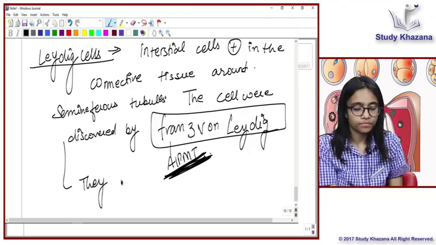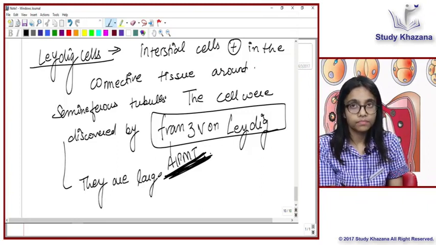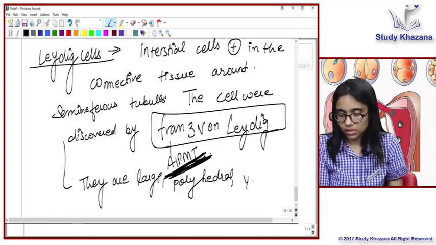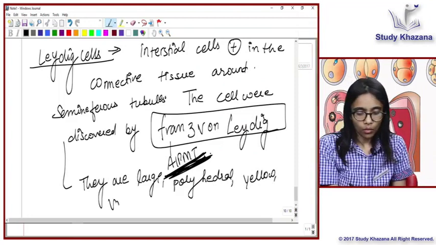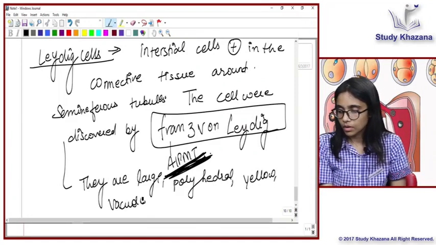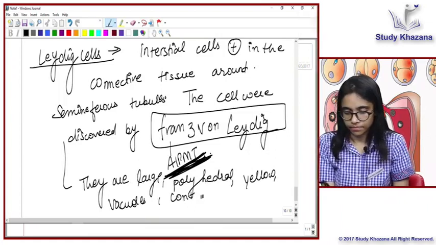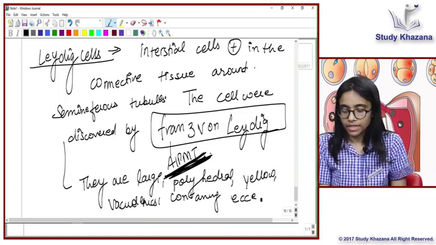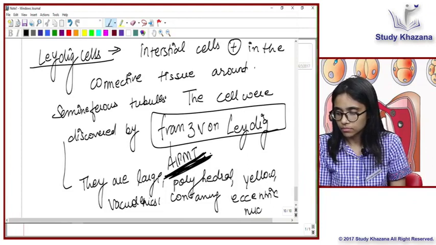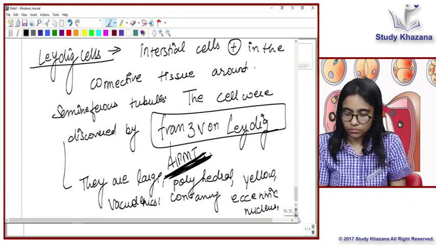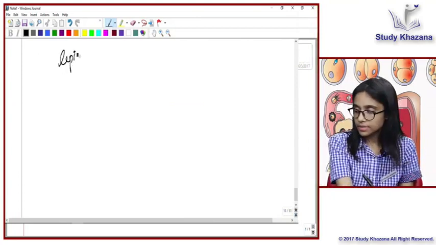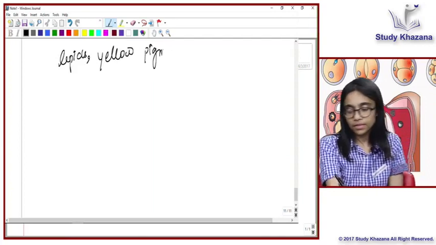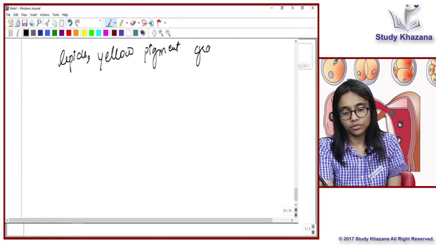They are large, polyhedral, yellow, containing vacuoles, eccentric nucleus, lipids, yellow pigmented granules.